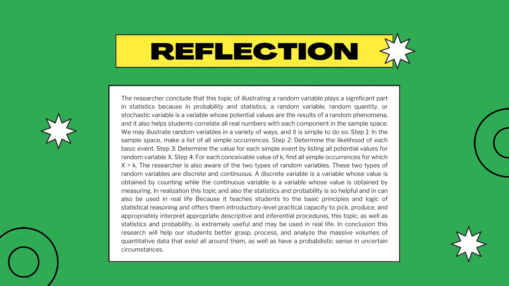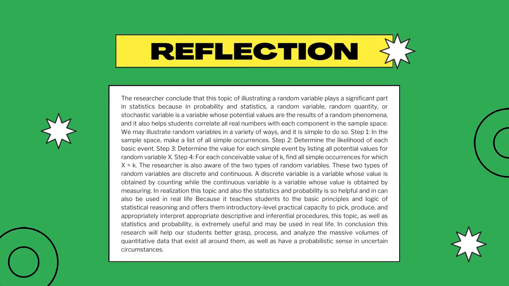Reflection. The researchers conclude that this topic of illustrating a random variable plays a significant part in statistics because in probability and statistics, a random variable, random quantity, or stochastic variable is a variable whose potential values are the result of a random phenomenon, and it also helps students correlate real numbers with each element in the sample space. A discrete variable is a variable whose value is obtained by counting, while a continuous variable is a variable whose value is obtained by measuring.